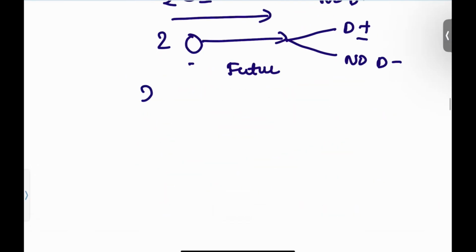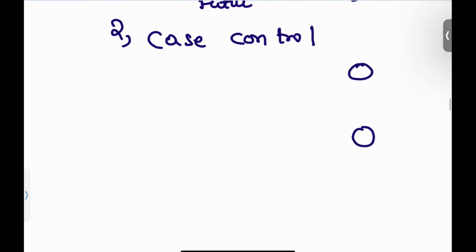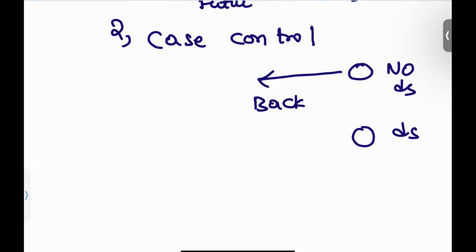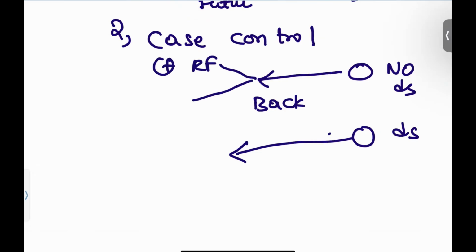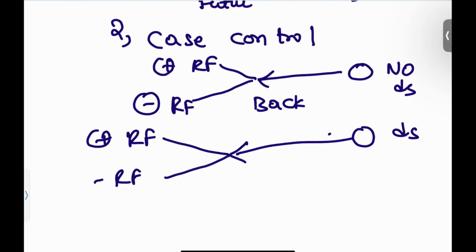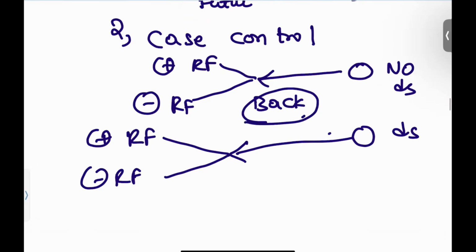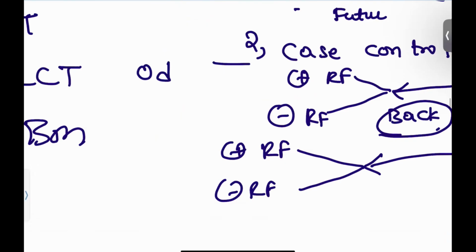Next one is the case control. In case control, you take the same groups again, disease and no disease. So you are going to look back, not the future, sorry, the past. In the past, you are going to see whether the risk factor is present or the risk factor is not present. So the past of the patient is seen, that is a case control. For this, you are going to take the odds ratio.